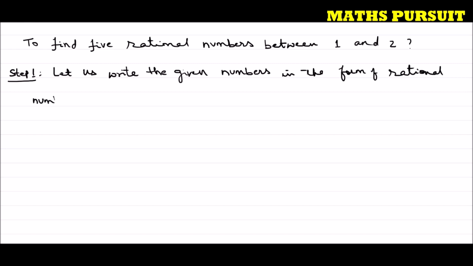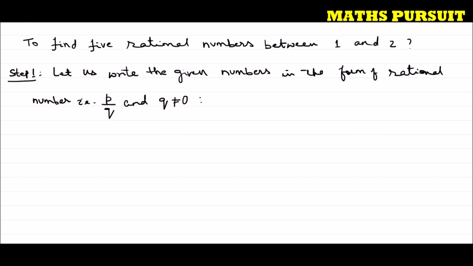So guys, what is the form of a rational number? We very well know that a rational number is of the form p upon q, where p and q are integers and q is not equal to 0. So we are going to write the given numbers in the form of p upon q, where q is not equal to 0. This is what the meaning of a rational number says.